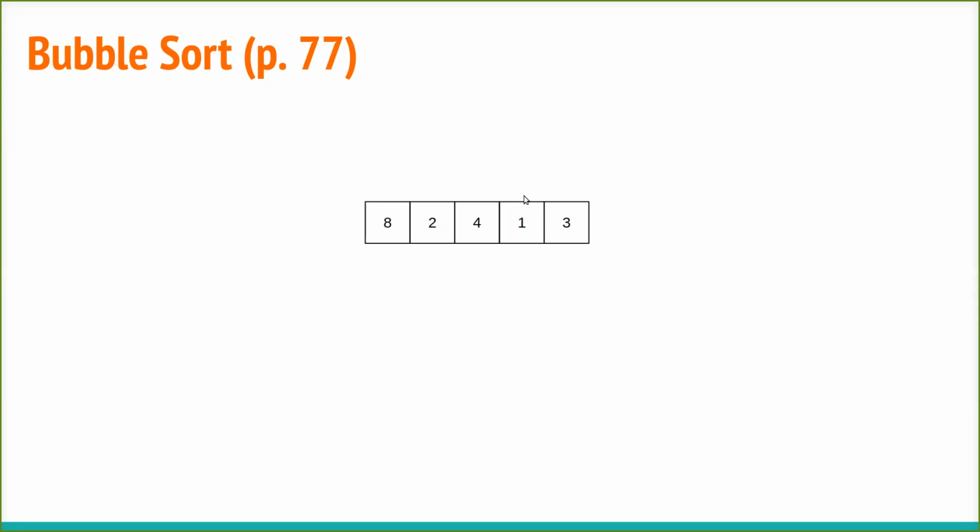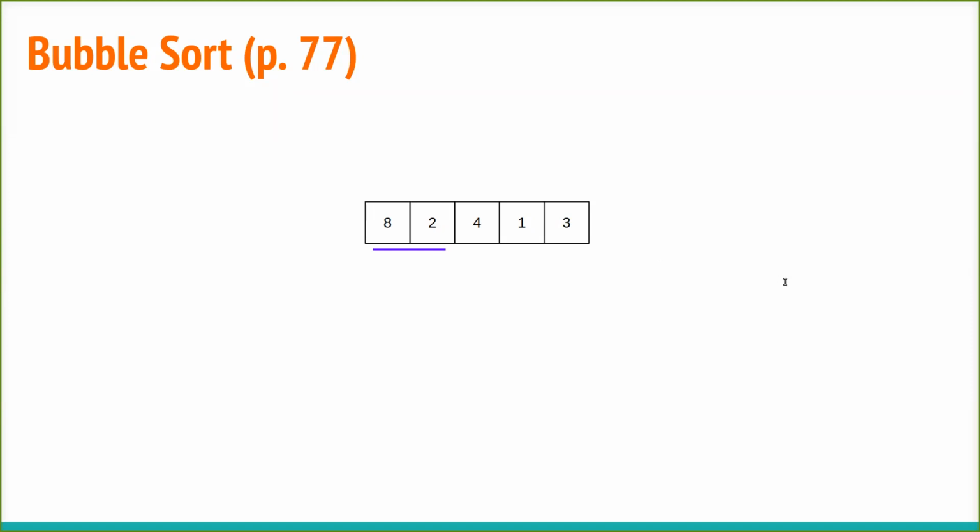Okay, so I want it to be 1, 2, 3, 4, 8, in that order. That's what I want it to get to. How BubbleSort starts, we compare the first 2 items, 8 and 2. All right, you can see that 8 is larger than 2, right?